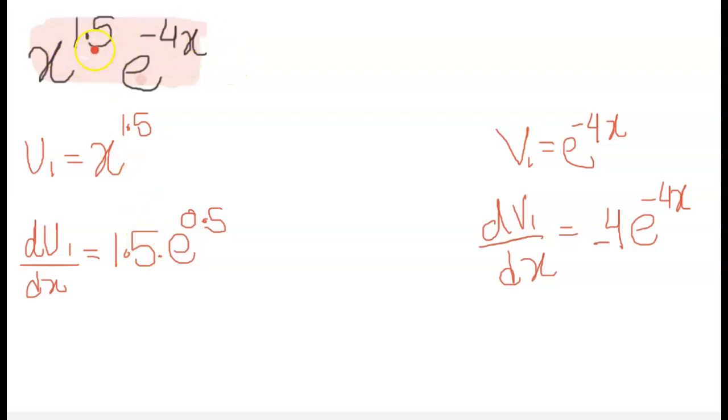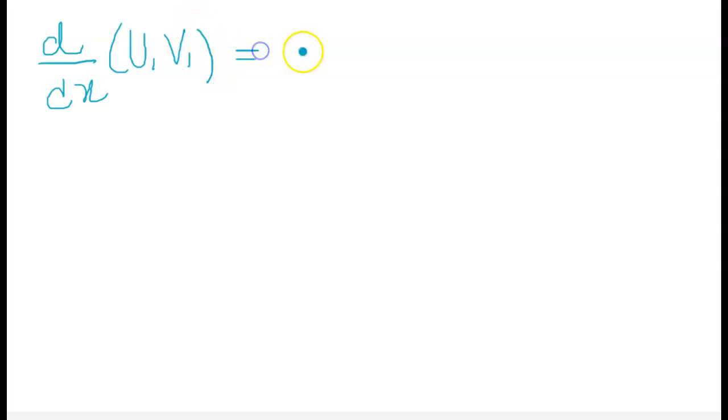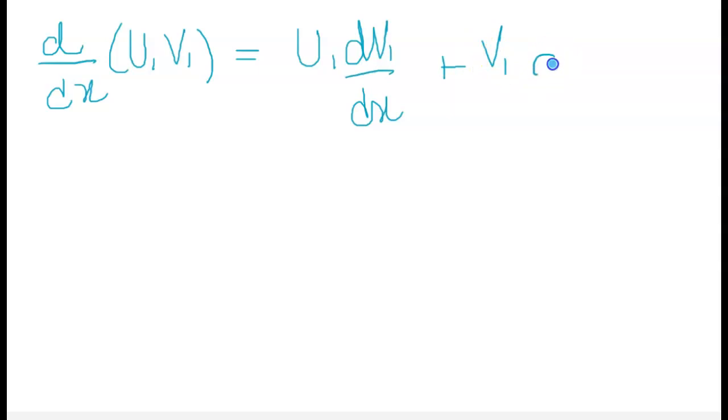If I apply the product rule here, that's why I said double product rule. If I apply the product rule in this one, I need to do that times that and that times that. So let's do that one on the next page. Because the product rule is d over dx of u1 v1 is equal to u1 dv1 over dx plus v1 du1 over dx.